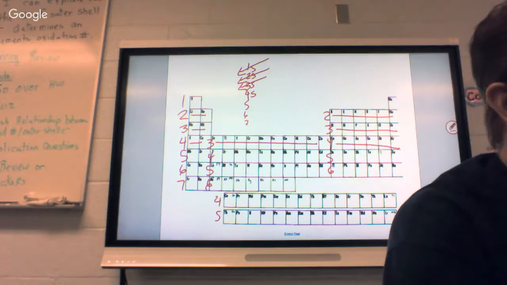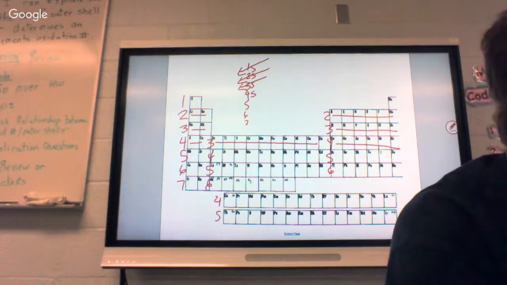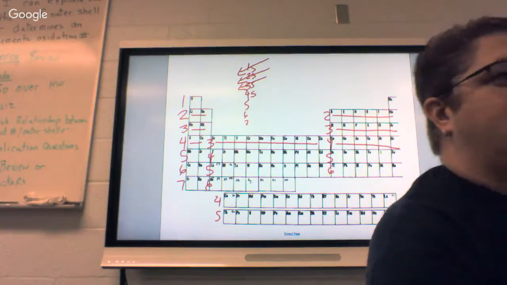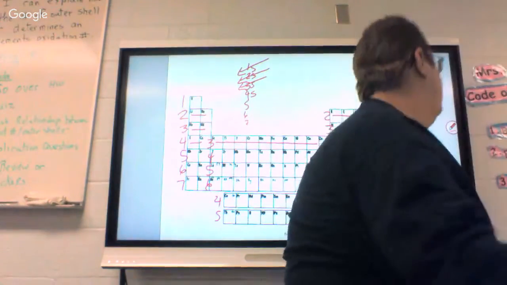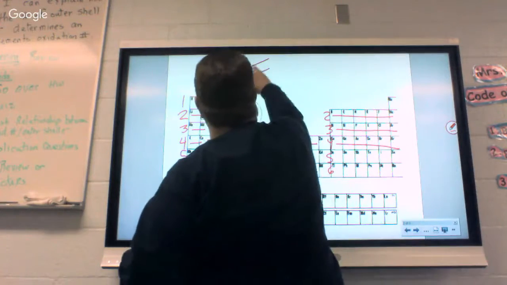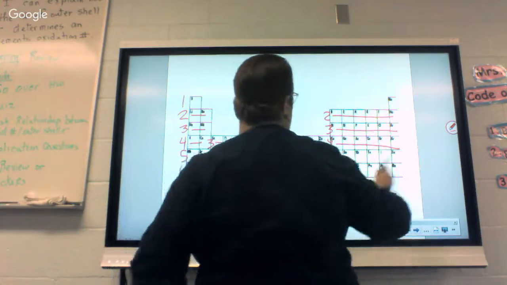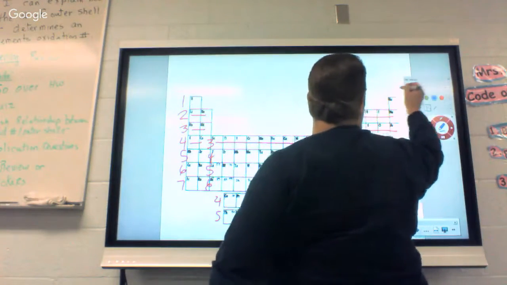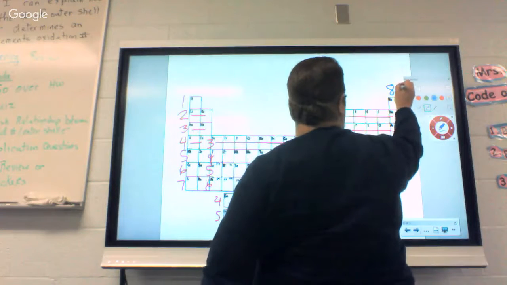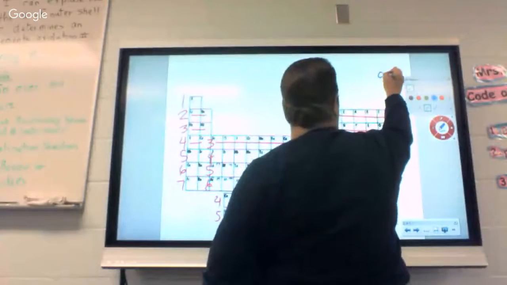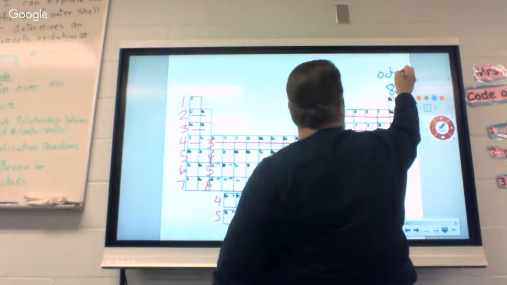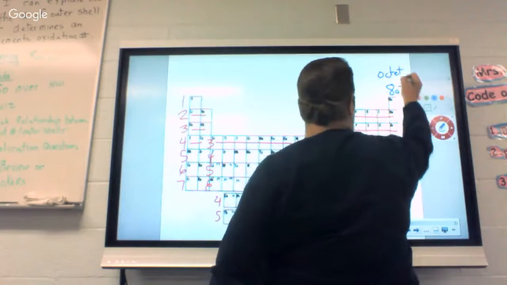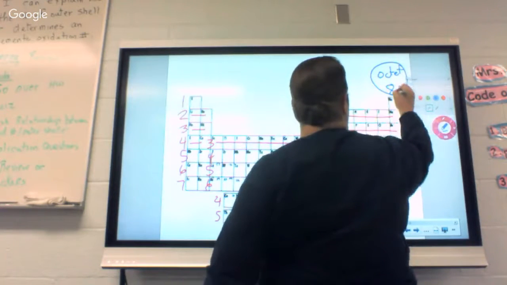We haven't used the word octet, but what would you guess an octet means? It's 8, okay? So, which group has 8 electrons? Okay, so which group up here has 8? Did y'all hear Queen? Noble gases. So, 8 electrons is this group right here, okay? So, here's a new word for you if you don't know it. Octet means 8 electrons. So, this is the octet group.